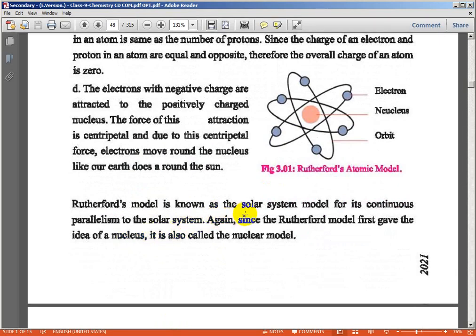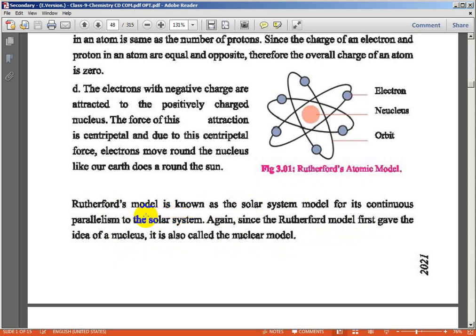The Rutherford model is known as the solar system model for its close parallelism to the solar system. Again, since the Rutherford model first gave the idea of a nucleus, it is also called the nuclear model. The Rutherford model is called the solar system model because it is similar to the solar system.